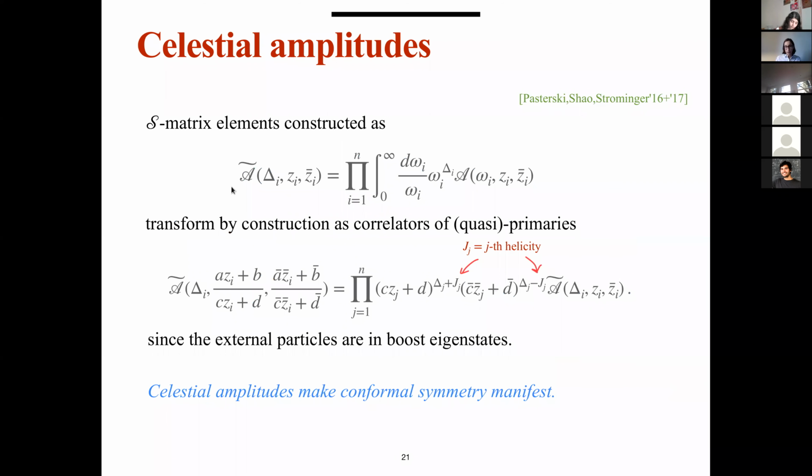Because the amplitudes are constructed in that way, namely with these Mellin transforms of the momentum space amplitudes, and because this transform changes the basis from energy momentum eigenstates to a conformal basis, by construction, the amplitudes that we obtain, which we call celestial amplitudes, denoted by this tilde here, will naturally transform as conformal correlation functions when these boundary points are taken to transform under Möbius transformations. Okay, so celestial amplitudes are interesting because they make conformal symmetry manifest, and it's in that sense that they provide a novel opportunity to study properties of scattering amplitudes.